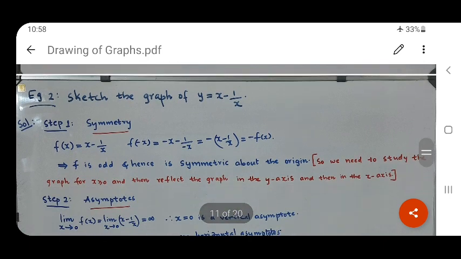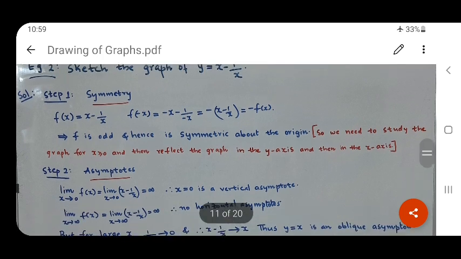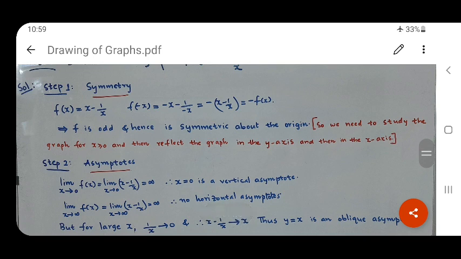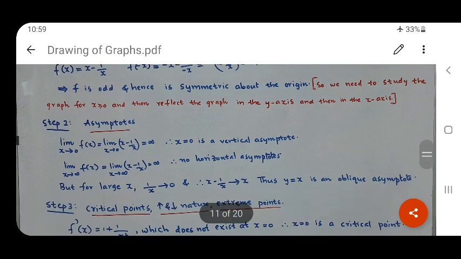As a second example, let us consider the graph of x minus 1 by x. So it is symmetric about the origin because it is an odd function. So what we need to do is study the curve only for x greater than or equal to 0 and then reflect the graph in the y-axis first and then in the x-axis. And we can see that it has no horizontal asymptotes, and x equal to 0, or the y-axis, is a vertical asymptote.